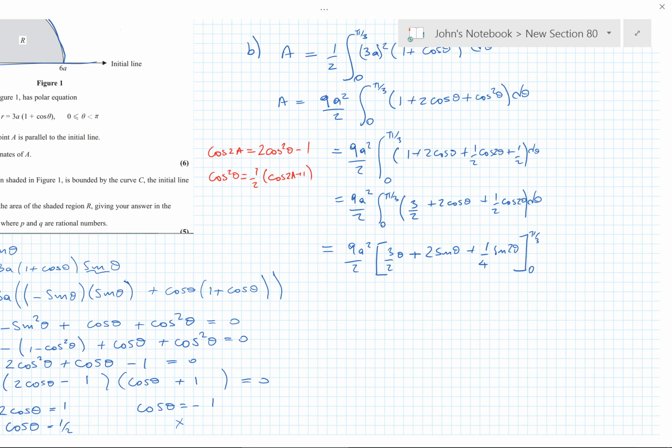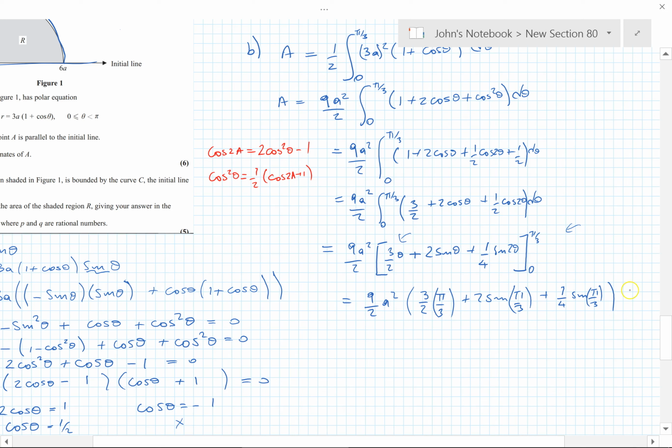Okay, so now we're in a position to put the limits in. First of all, the naught bit here is going to yield the answer naught. So I'm just going to work out the upper limit, input pi by 3 to this, because putting in 0, sine of 0 is naught, and obviously we're going to get naught here. So I can see that the naught's not going to matter. So it's 3 over 2 pi over 3 plus 2 sine pi over 3 plus a quarter sine pi over 3. And so the naught bit is not going to yield anything.